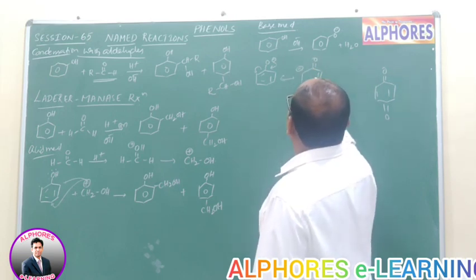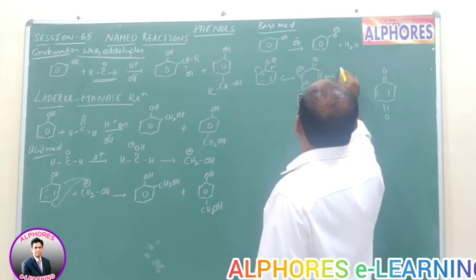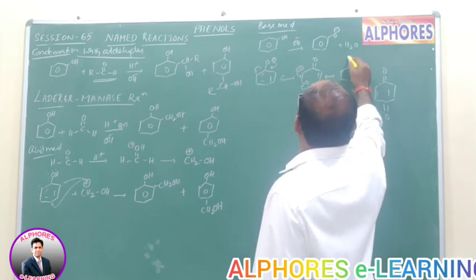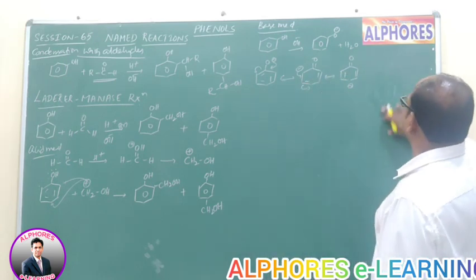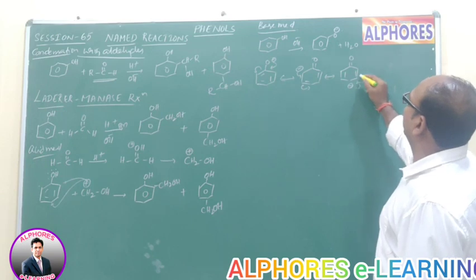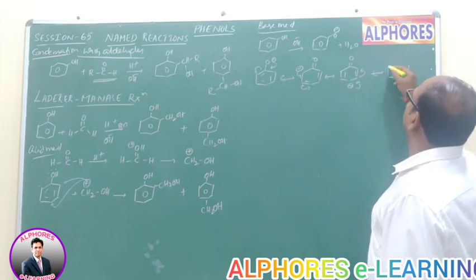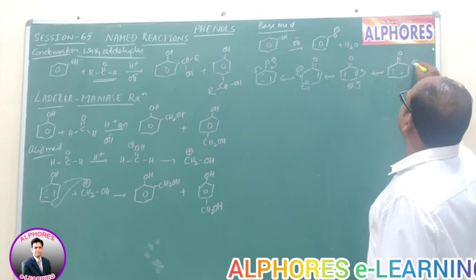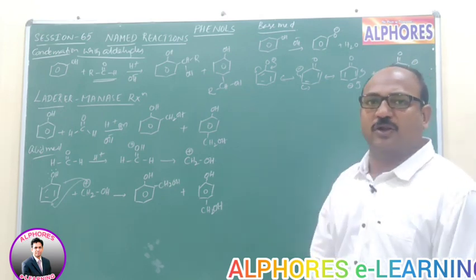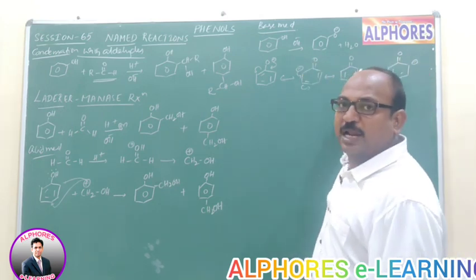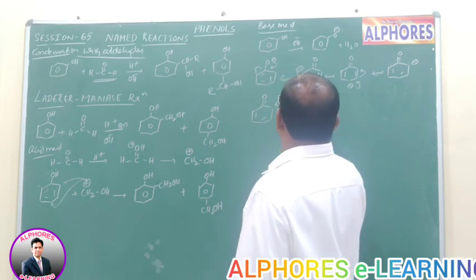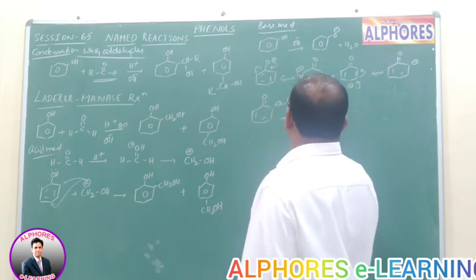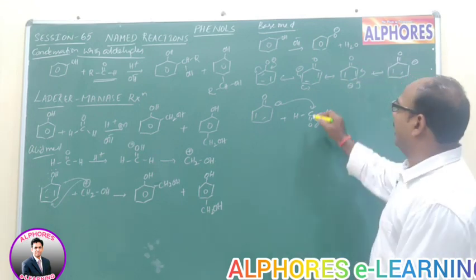We get a structure like this, and as it is involved in resonance, we get a negative charge in the para position like this. Now, this further involves in resonance, and we get one more structure like this. So the ortho and para positions are electron rich. Now either the ortho or para position is going to react with formaldehyde. So let us write here HCHO, and this negative charge has to come and attack the carbonyl carbon.